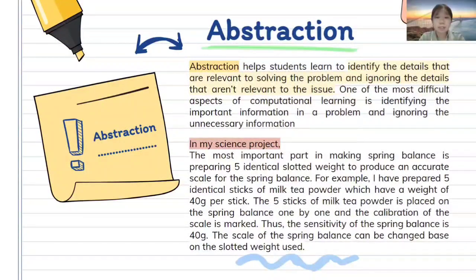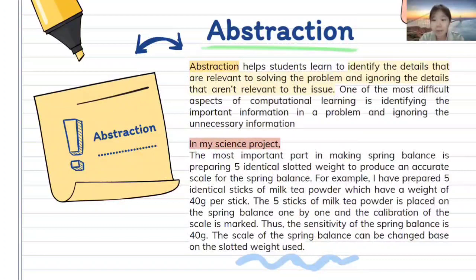The next skill I use is abstraction. Abstraction helps students learn to identify the details that are relevant to solving the problem and ignore the details that aren't relevant to the issue. One of the most difficult aspects of computational learning is identifying the important information in a problem and ignoring the unnecessary information. So in the science project, the most important part in making the spring balance is preparing 5 identical slotted weights to produce an accurate scale for the spring balance.